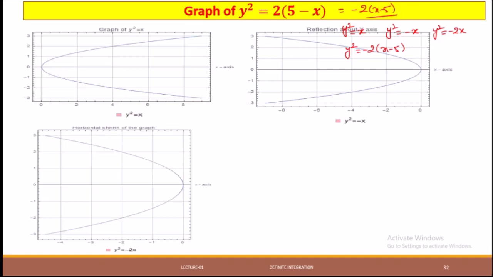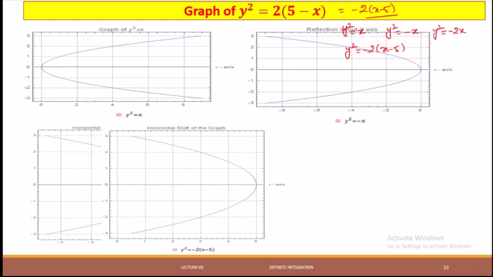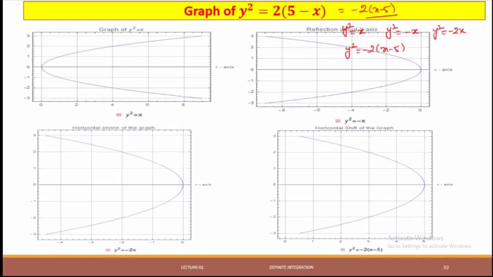Now the final thing, y squared equals minus 2 into (x minus 5). So y squared equals minus 2 into (x minus 5) means there will be a horizontal shift in the right direction. So you can see that it is horizontally shifted, because here you can see it is 0, and if you observe here it is 5. So from 0 to 5 it is shifted horizontally 5 units. This distance is 5 units. So this is the graph of y squared equals minus 2 into (x minus 5), or 2 into (5 minus x). Hope you have understood this example.